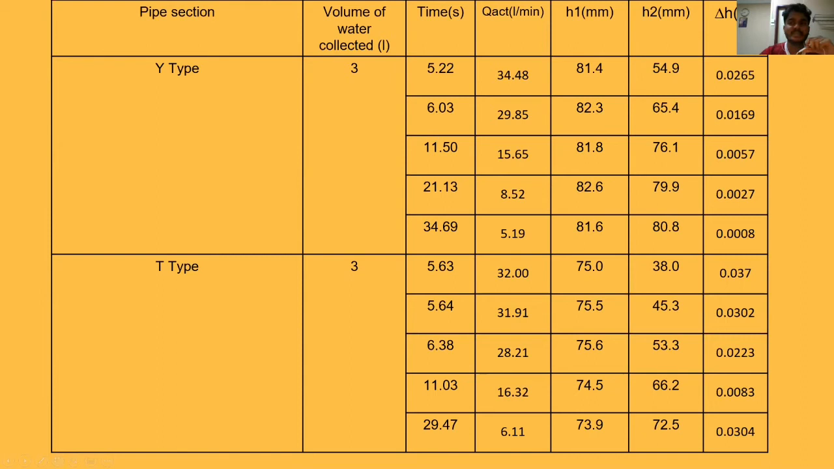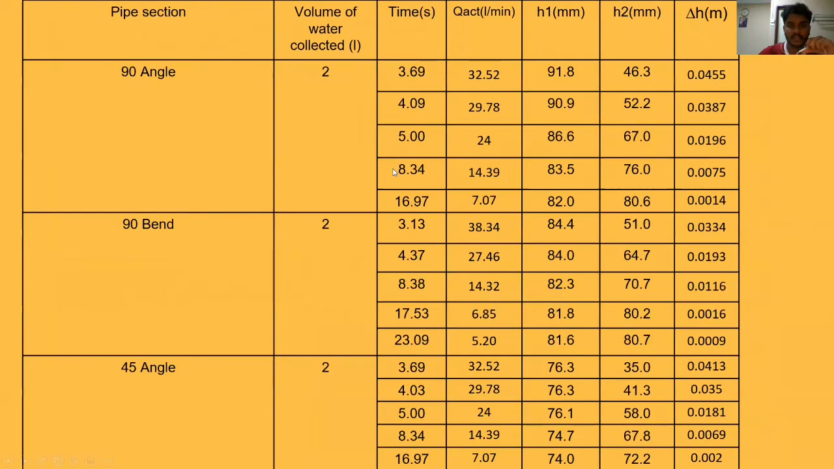H varies with the pressure, so does the time. To calculate the Q, we divide volume by time in minutes. The same goes for the 90-degree bend and the 45-degree bend. In order to get the most accurate value of Q, we can find the average value by dividing the total amount of Q by the total number of Q.